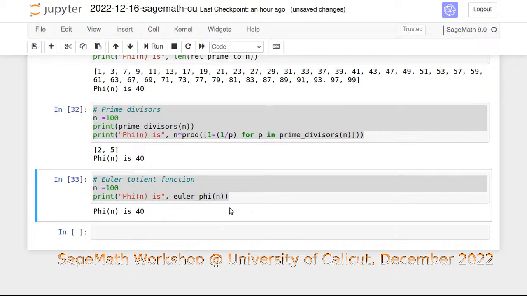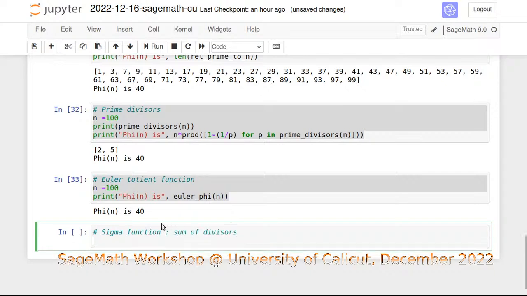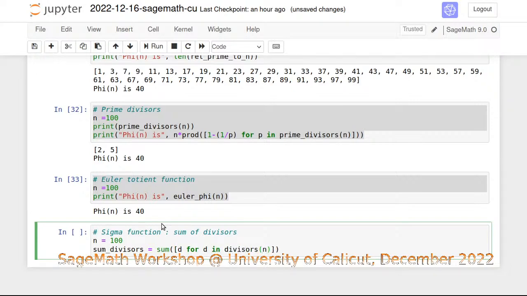Now another function available in elementary number theory is the sum of all divisors, the sigma function, which is what we usually call the sum of divisors. Suppose that n is equal to 100. We can take it to be the sum of d for d in divisors of n.